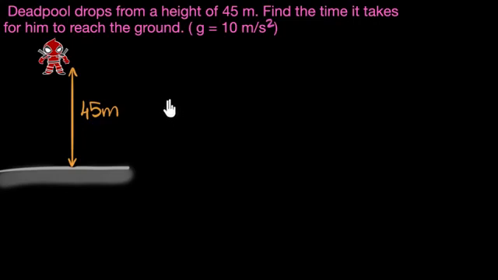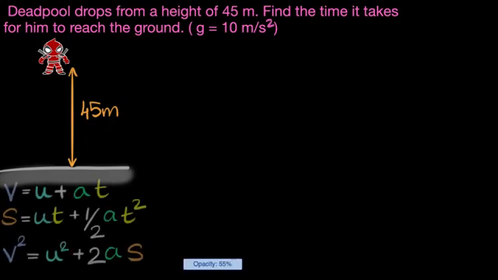Well, remember that whenever things are falling under gravity, they have a constant acceleration of 9.8 meters per second squared. In this problem, they've asked us to round it off to 10. So this is the acceleration with which Deadpool is going to fall down. Whenever something has a constant acceleration, we can use three equations of motion to solve them, where v is the final velocity, u is the initial velocity, a is acceleration, t is time, and s is displacement.